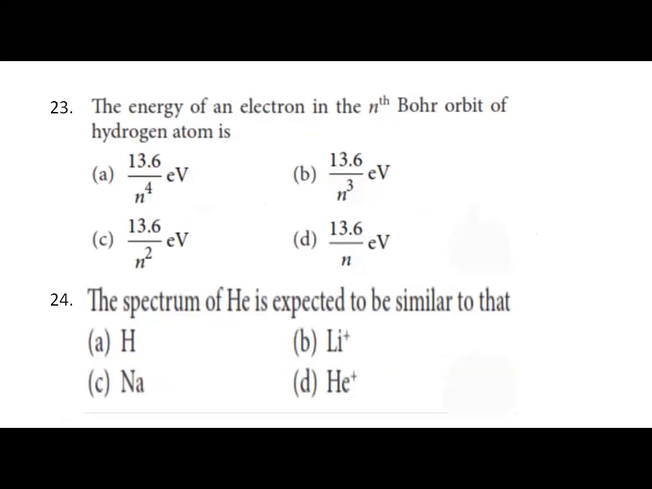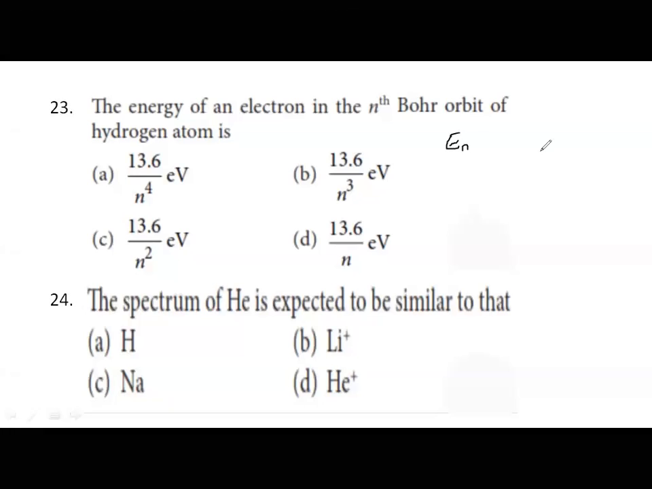Next question. The energy of an electron in the nth Bohr's orbit of hydrogen atom is. We have already solved this. Energy of the electron in nth orbit of hydrogen atom is given by minus 13.6 divided by n square electron volt. So which is the correct option? Minus 13.6 divided by n square electron volt. Yes, this is the correct option.